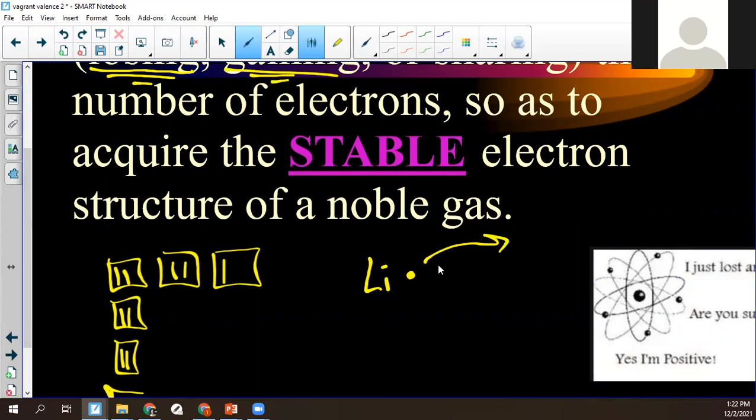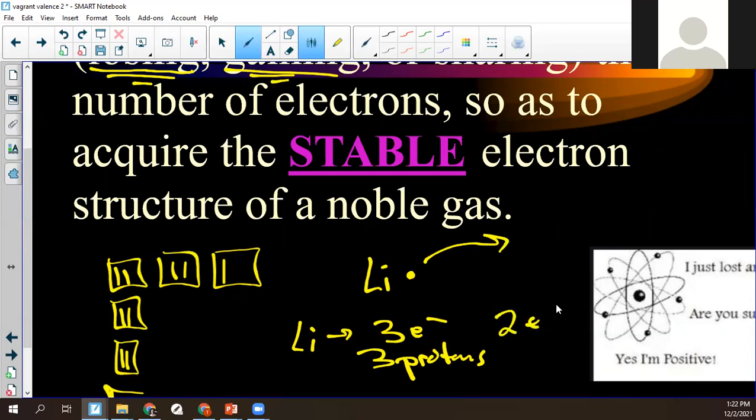Think about me here, though. Lithium has 3 total electrons. Are you okay with that? It's element 3. All right. So lithium has 3 electrons and 3 protons. We learned that in the last unit, right? In chemistry A. But if it loses one, it now has 2 electrons and 3 protons.